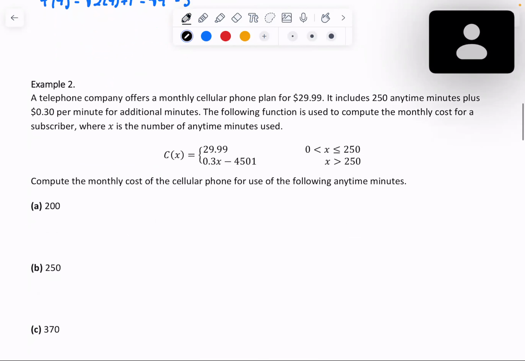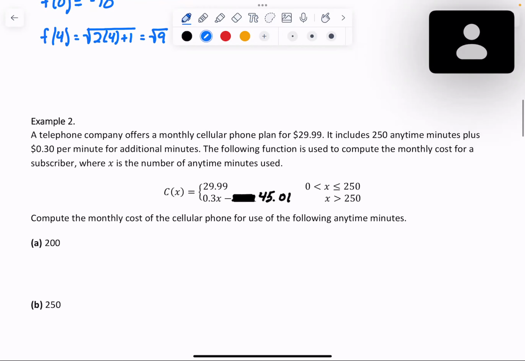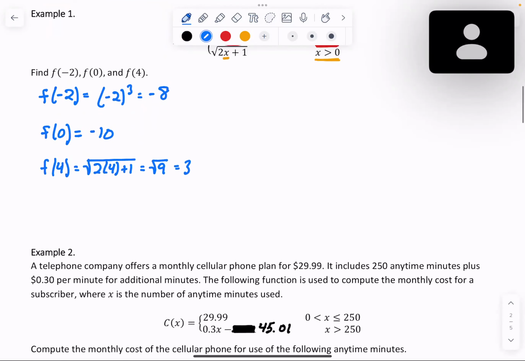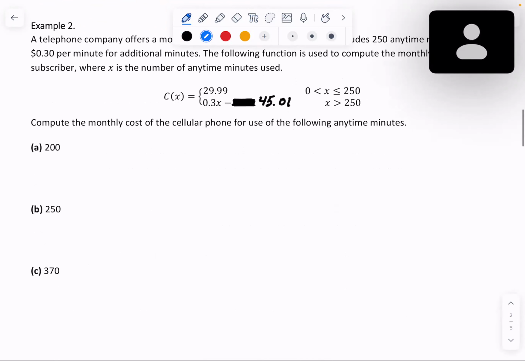So it should not say 0.3x minus 45.01. It should say minus $45.01. That's just what it says. So with that fixed, then the rest is just the same as the first part. So if I want to find what is the cost for using 200 minutes, so this would be C of 200.